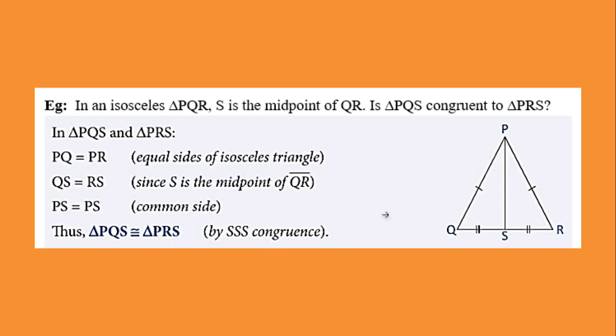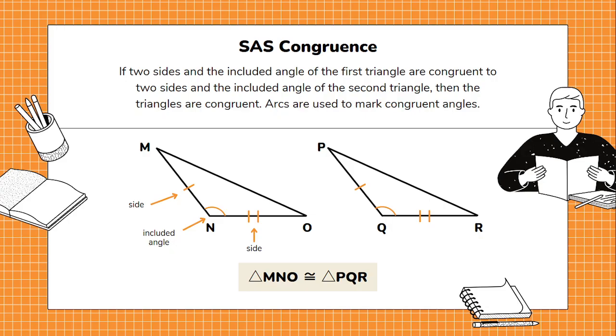Now let's take another congruence. Next is SAS. SAS says if two sides and the included angle. Try to recall included angle. Included angle means the angle between two sides. So if two sides and the included angle of the first triangle are congruent to two sides and the included angle of the second triangle, then these two triangles are called congruent.